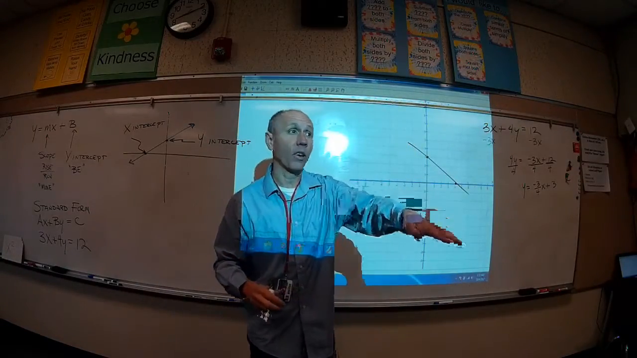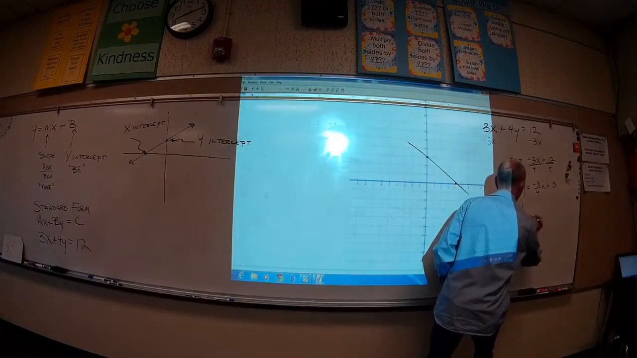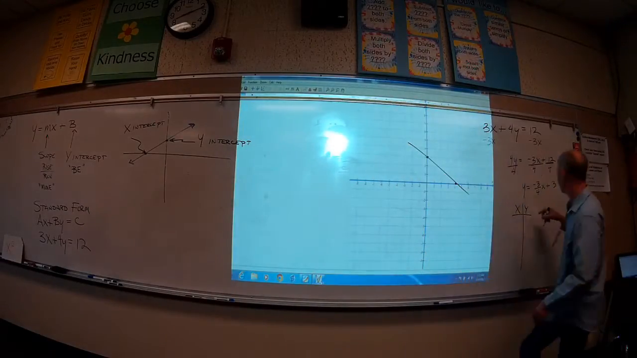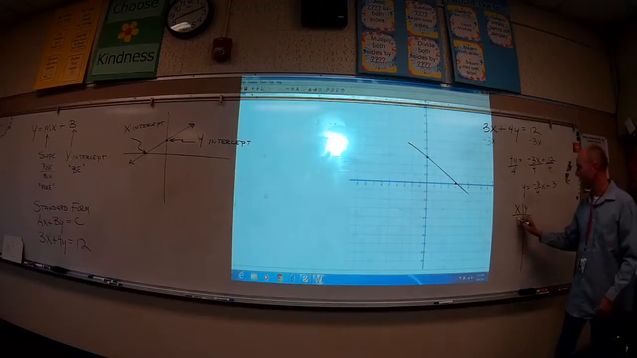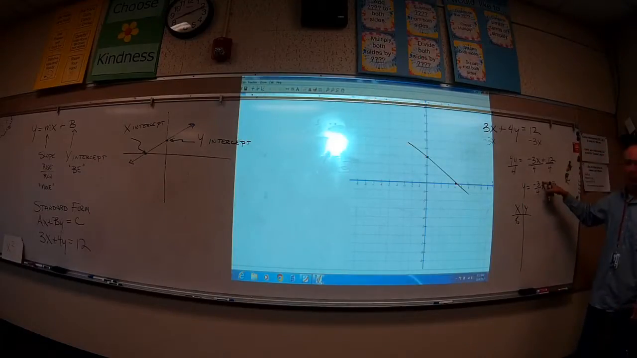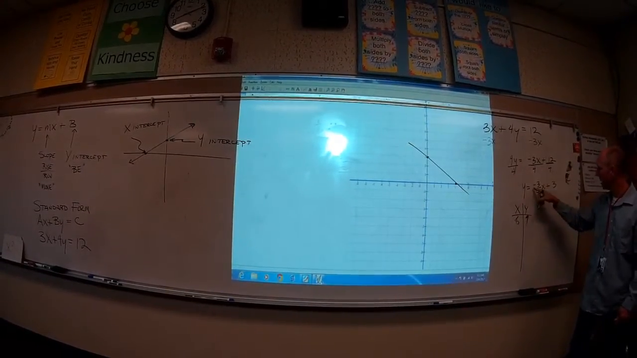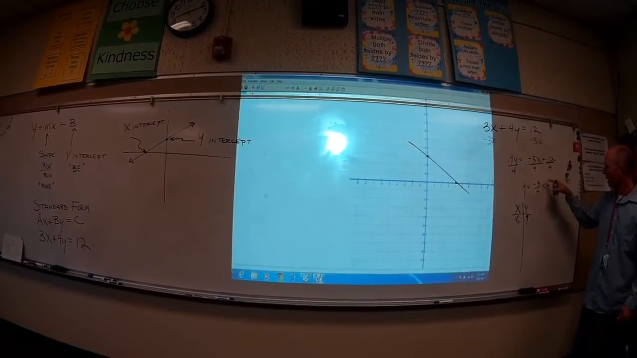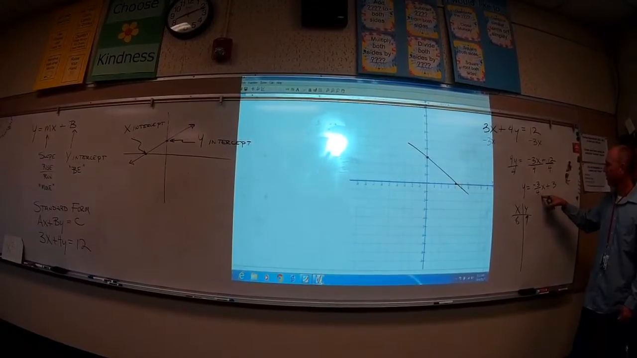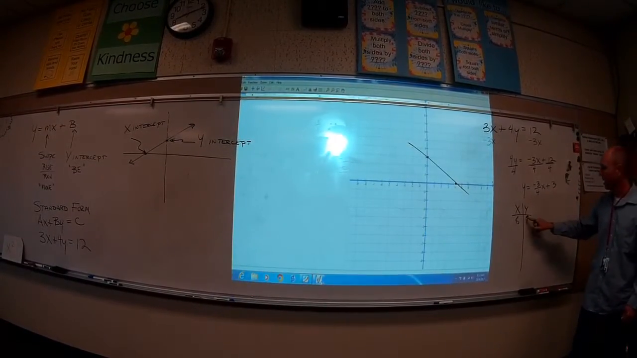If I didn't like that, I could throw out a net. Let's throw out a net. Let's throw an 8 into it. Negative 3 times 8 is negative 24. Divided by 4 is negative 6. Plus 3 is negative 3. So this should be 8, negative 3.